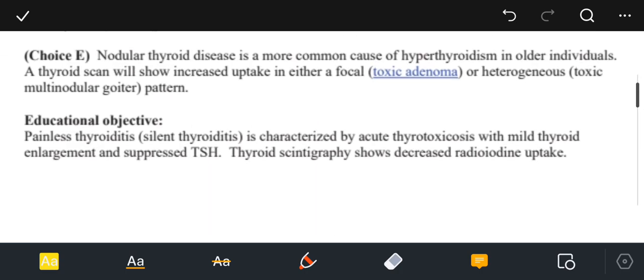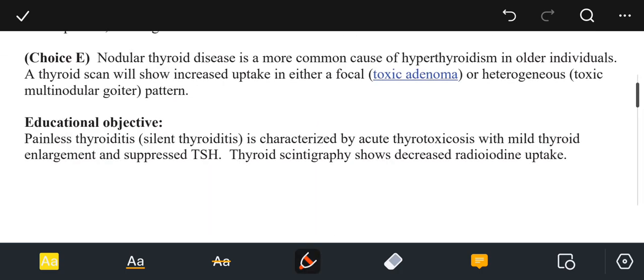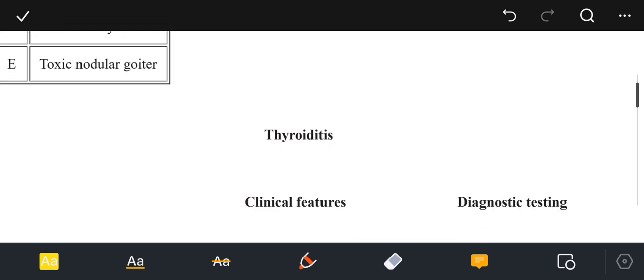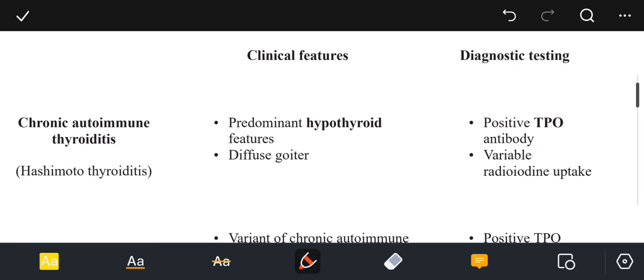The educational objective of this question is that painless thyroiditis, that is silent thyroiditis, is characterized by acute thyrotoxicosis with mild thyroid enlargement and suppressed TSH. Thyroid scintigraphy shows decreased radioiodine uptake. Now let's see this discussion table about thyroiditis. For chronic autoimmune thyroiditis or Hashimoto thyroiditis, the clinical features are predominantly hypothyroid and there will be a diffuse goiter. Diagnostic testing is by positive TPO antibody and variable radioiodine uptake.